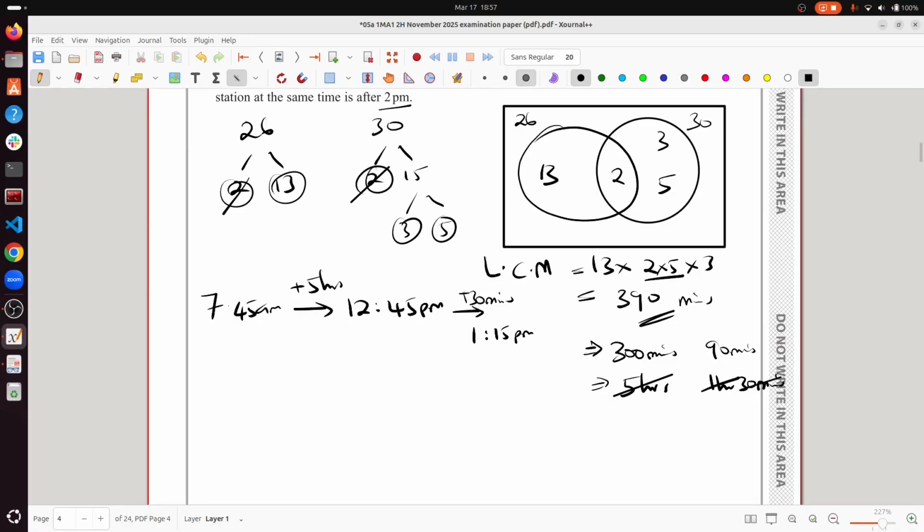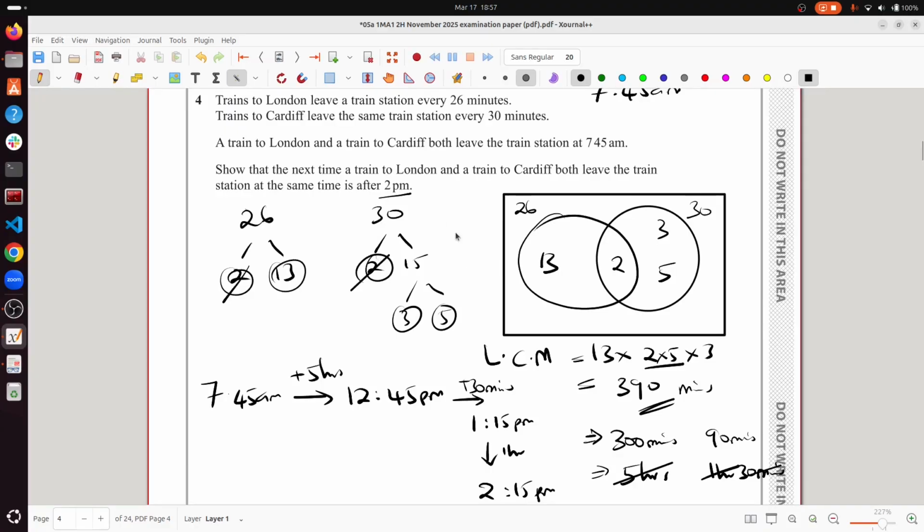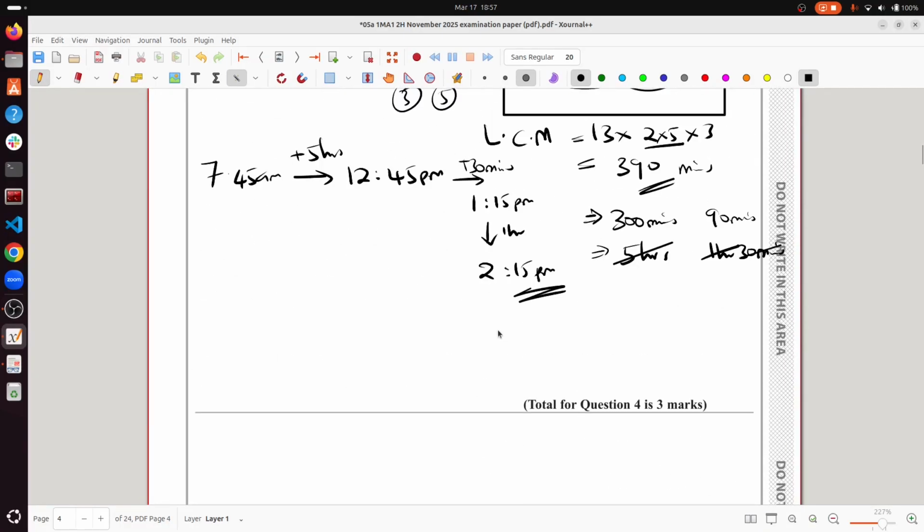And then I add my 1 hour again onto that. That takes me to 2 hours. So that takes me to 2:15 p.m. So I've shown now that the next time they leave together is after 2 p.m. So that's my working, and that's the answer.